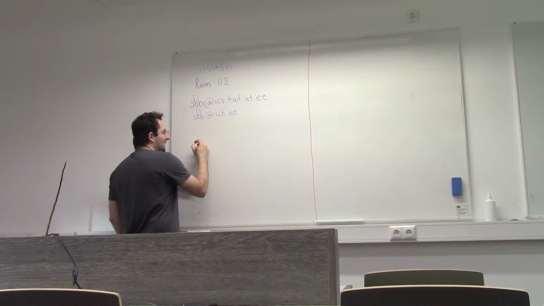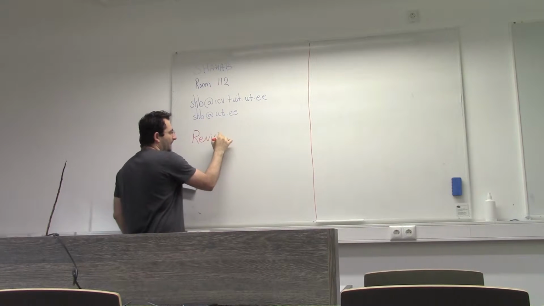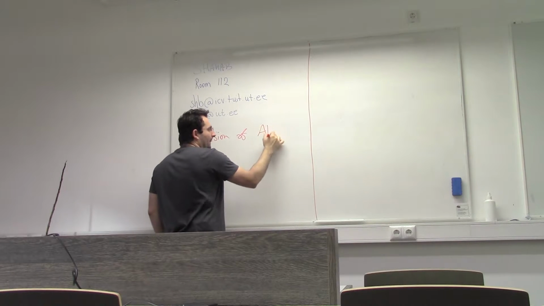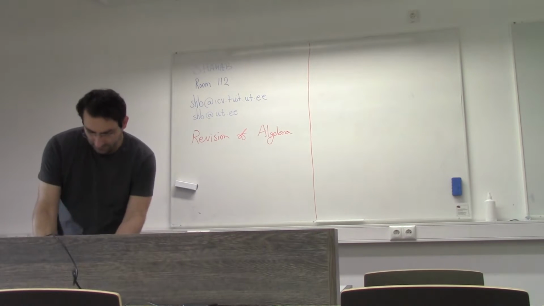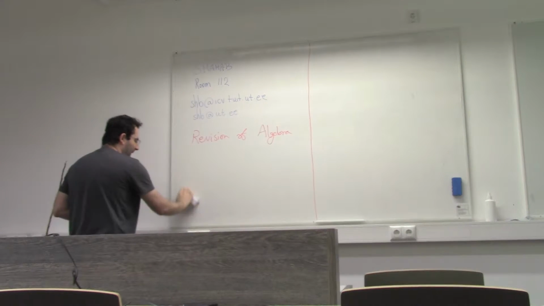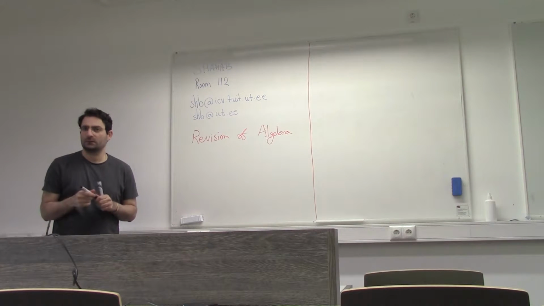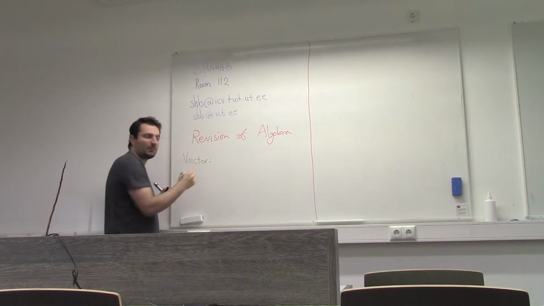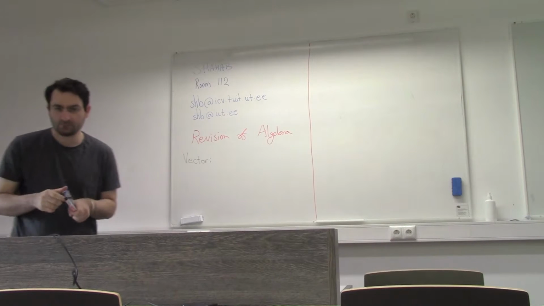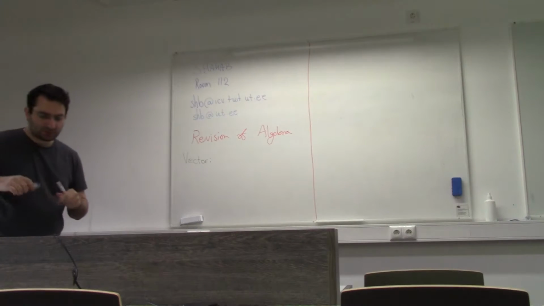So let's revise a few things about algebra. First thing, we will define a vector. What is a vector? Do you remember what's the definition of a vector? Magnitude and direction. It's a sequence of numbers, basically. It's a sequence of numbers.